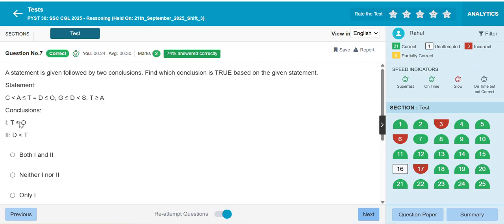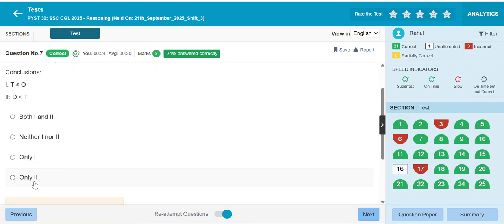So T is greater than or equal to O. So yes, T is greater than or equal to, oh, sorry, O is greater than or equal to T. So eventually the first one follows. Second is D and T. D is equal to T. D is equal. So option only one comes.